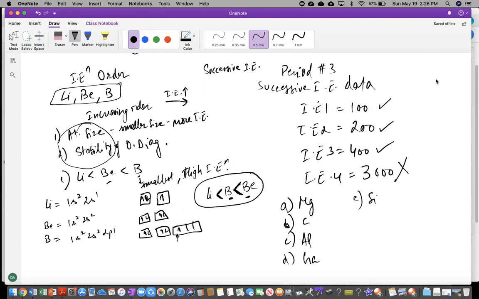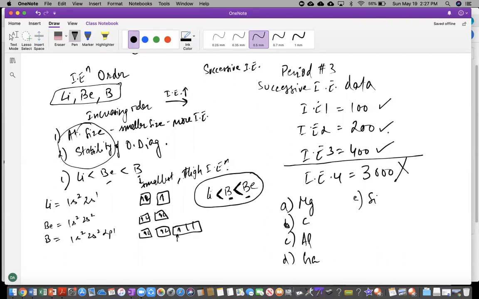That's why we have to put so much energy. See, 100, 200, every time it's getting doubled. If the next number was 800, we'd understand that. But this one is 3,000. That means we need to put in a lot of effort here. What does that mean? That this atom is willing to lose 3 electrons, but not the fourth one?